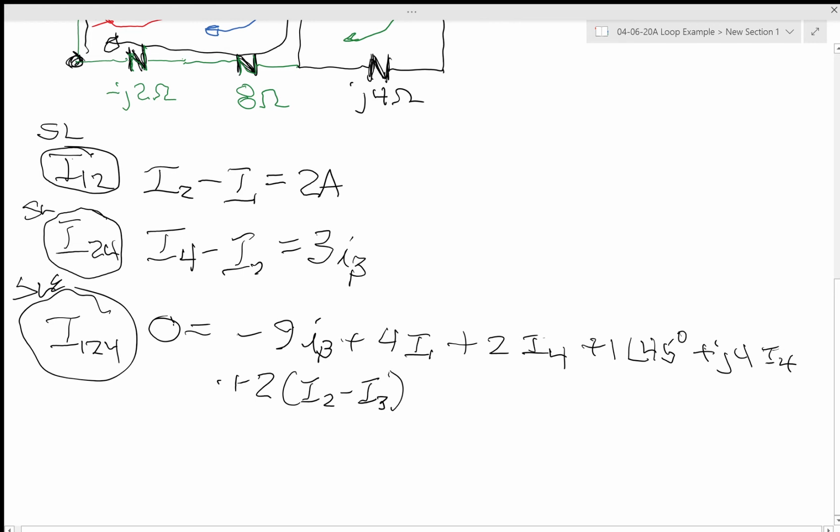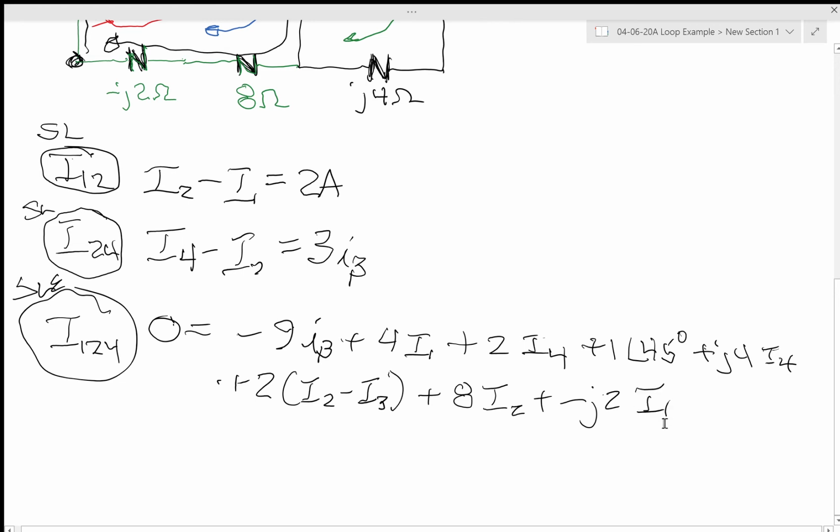We're not at I3 yet. Keep on going around to the 8 ohms. So this is going to be plus 8 ohms times I2. Keep on going around, and I'm at the minus j2 ohm impedance, and that's going to be times I1.